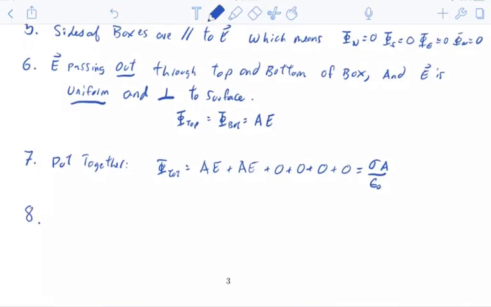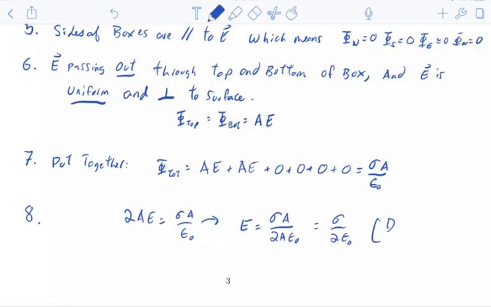Step 8, and we solve it for E. So 2AE is equal to sigma A over epsilon naught, which becomes E is equal to sigma A over 2A epsilon naught, which becomes sigma over 2 epsilon naught. I just proved it, which doesn't depend on the position. Doesn't depend on position or size of the box.